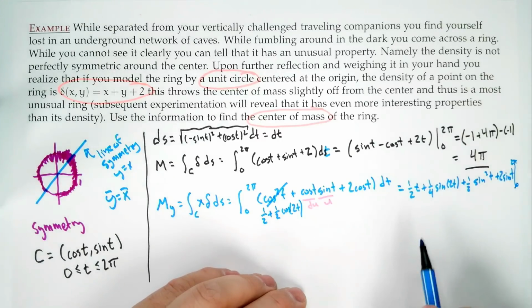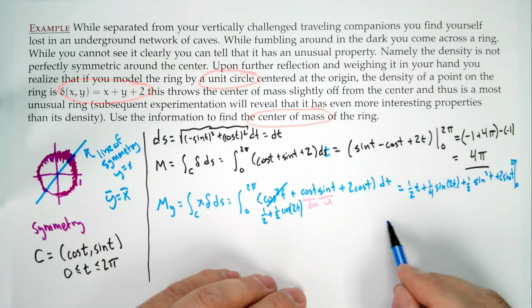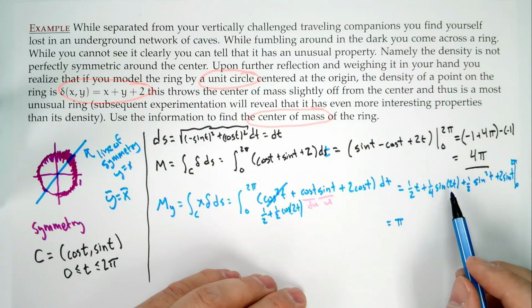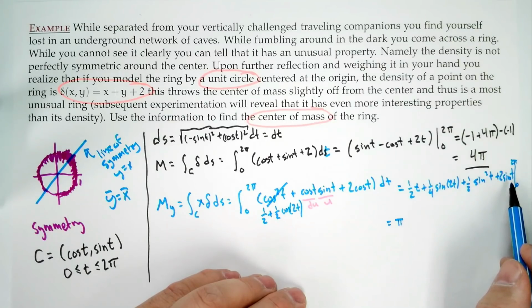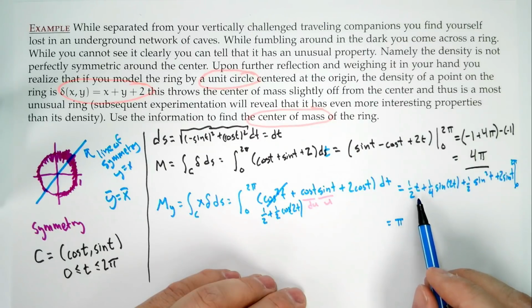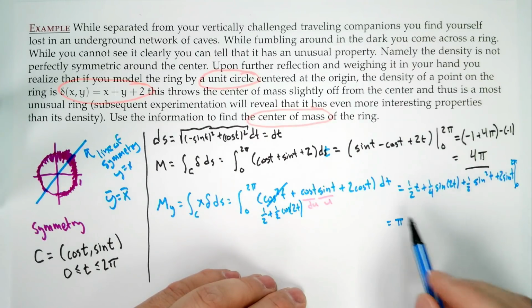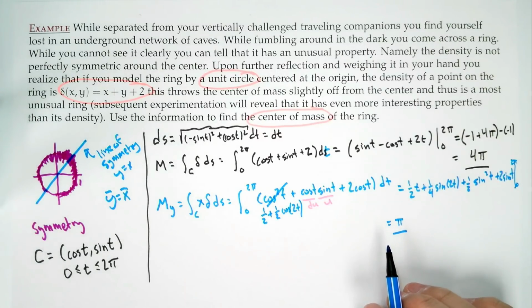All right. So 1/2 times 2 pi gives us pi. Sine of 4 pi, 0. Sine of 2 pi, 0. Then we have 0. Sine of 0, 0. Plus another 0, plus another 0. So it's pi.